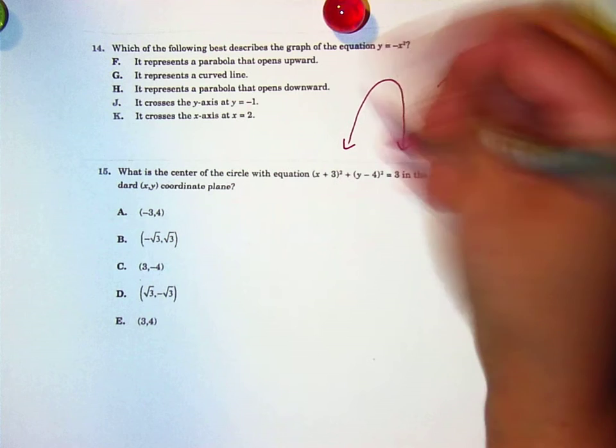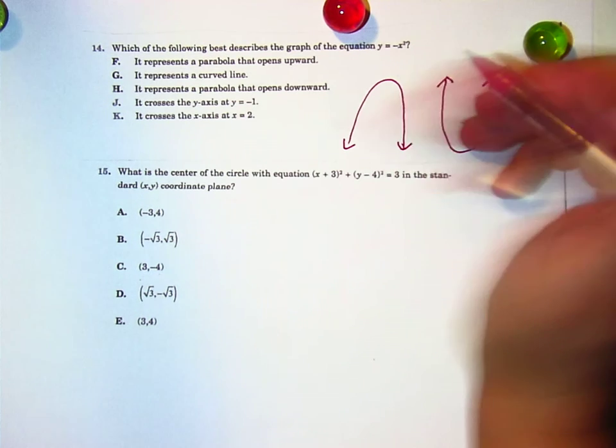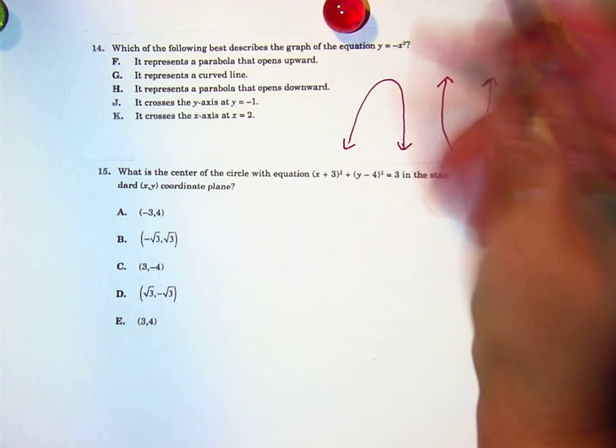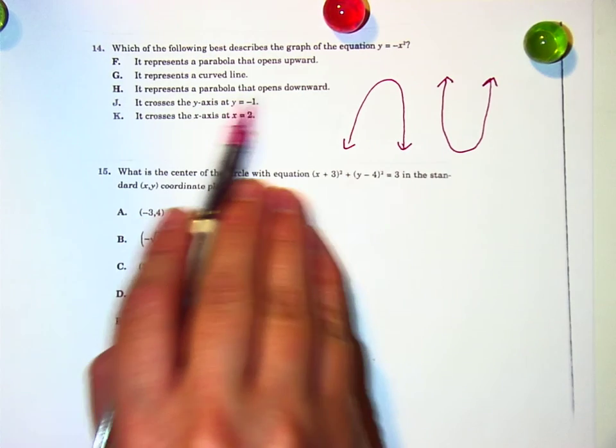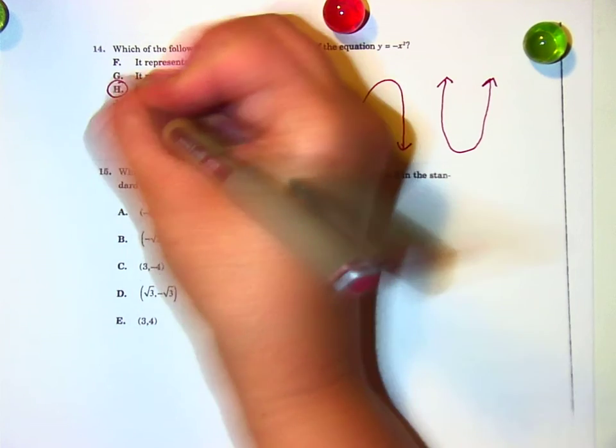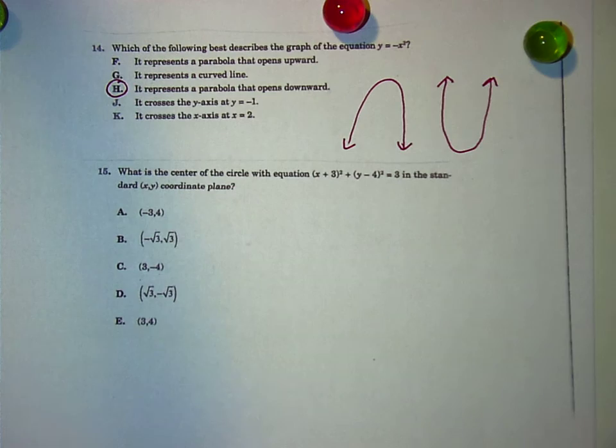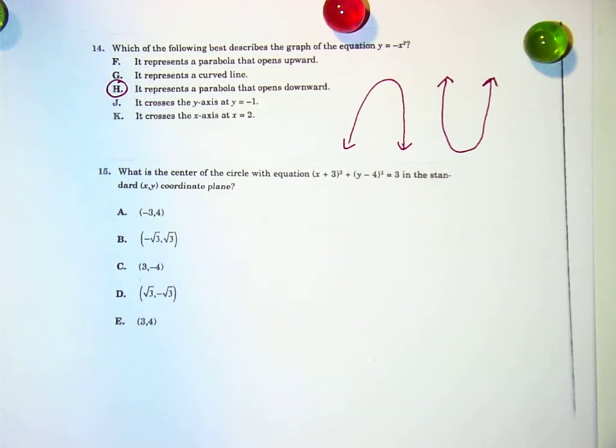So it's this one. And when you say open down, it's kind of hard to understand which one. But it's like you're throwing a cup of water on the ground. So again, it represents a parabola that opens downward, H. If it was a parabola that opened upwards, it would be a positive x squared. A curved line would have something like an x cubed in it or an x to the fourth. If it crosses the y-axis at negative 1, that'd be something you'd have to plug in and see, I guess. But we don't have to go that far because we already know the answer is H.